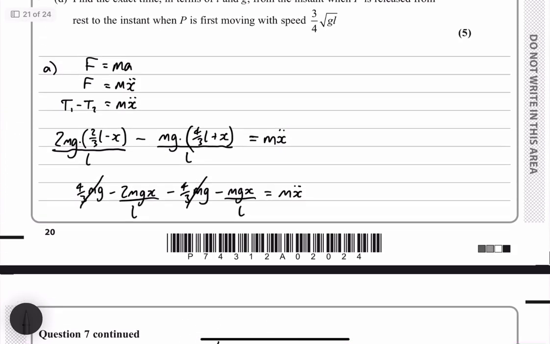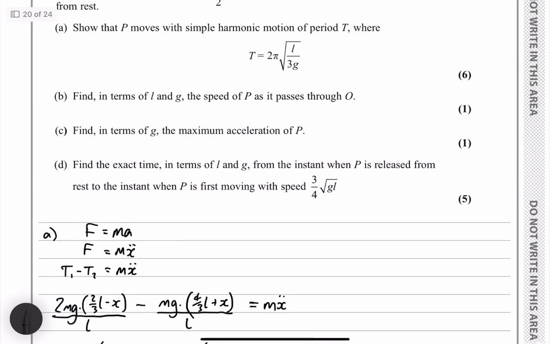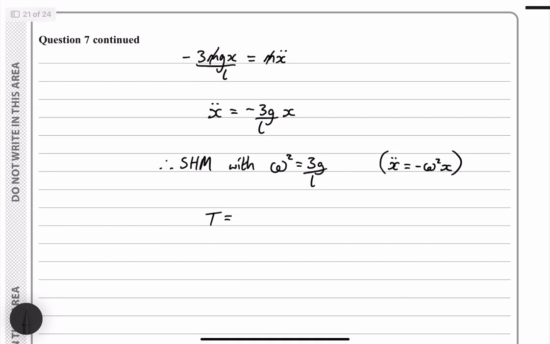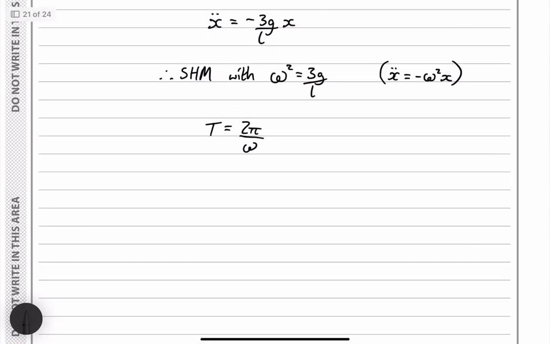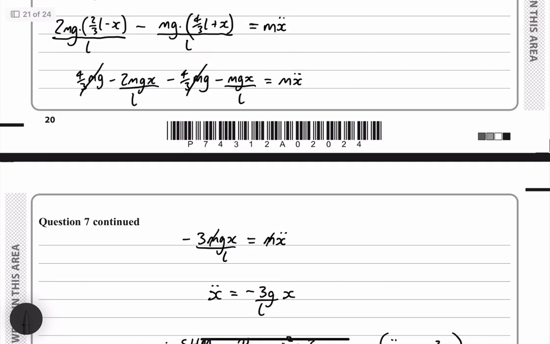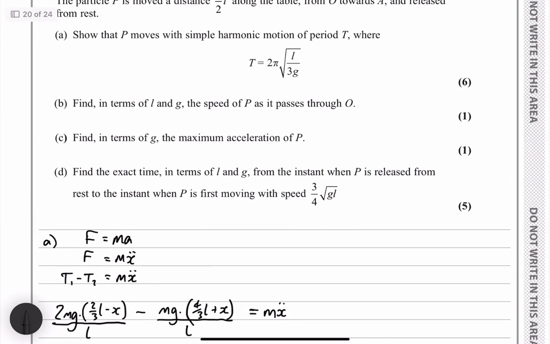But it didn't want omega, it wanted T. T is equal to 2 pi over omega, and omega we don't actually have, we've got omega squared, 3g over L. If we want to divide by that, then we can flip that upside down: 2 pi root L over 3g. 2 pi root L over 3g, which matches what they've got in the question.